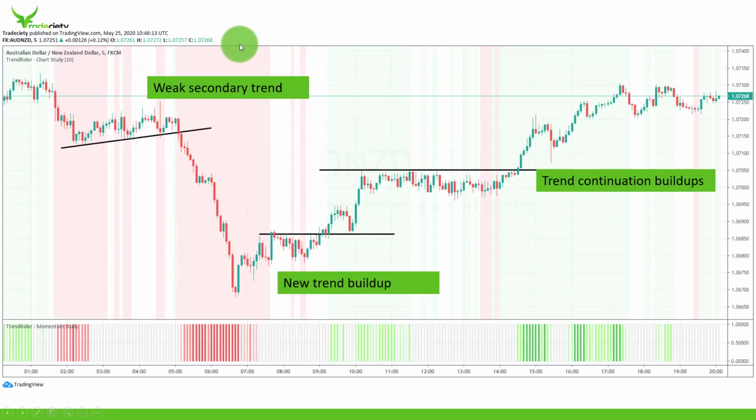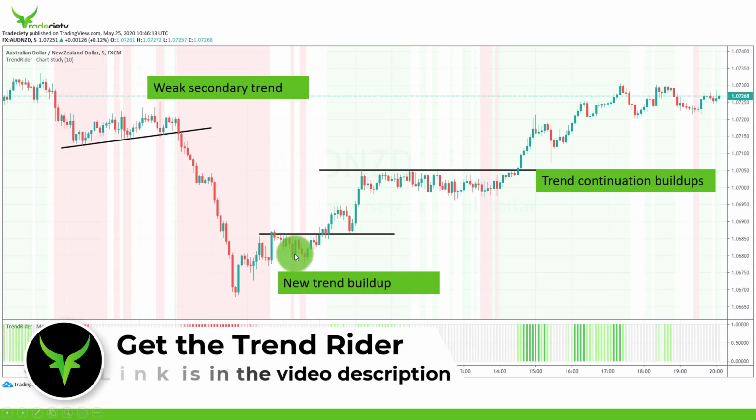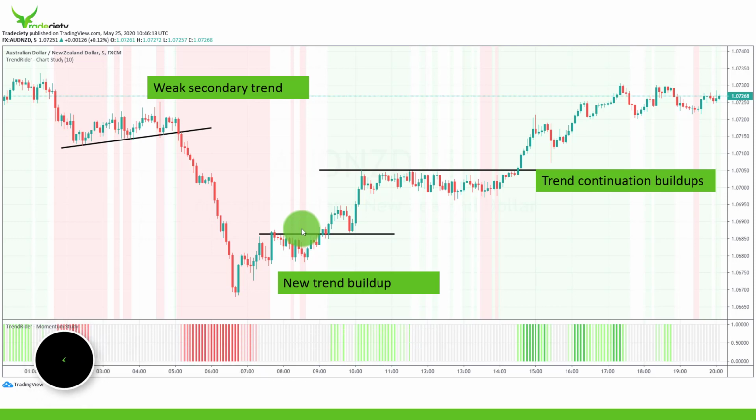Here we have more examples of how to use the Trend Rider in different situations. Of course, you can add moving averages, you could add any other strategy to it. In the past, I did videos on how to use the Trend Rider purely with price action. I made videos on how to use it with Fibonaccis and many other tools. So make sure to check that out as well.